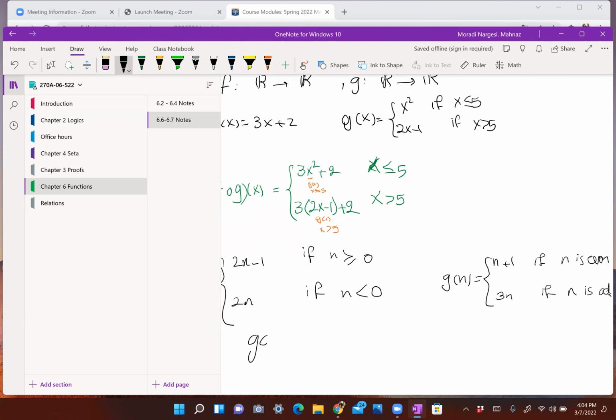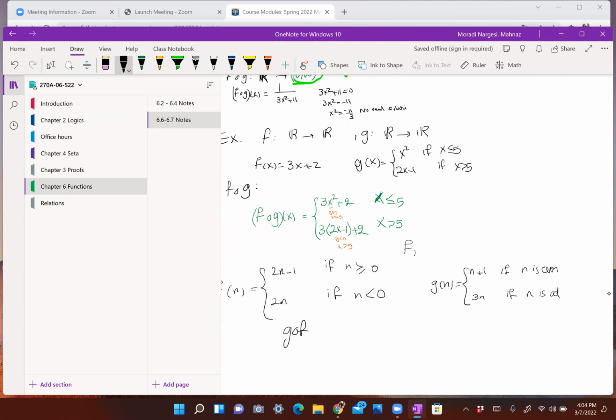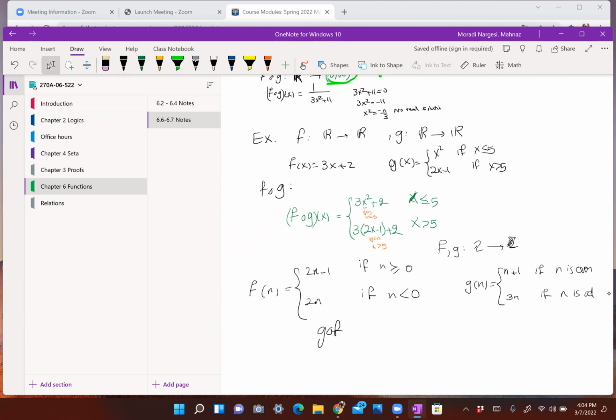And this is g of f. They are both from Z to Z, and this is number 9. I don't know the section. Do you know what the section number is? Okay.